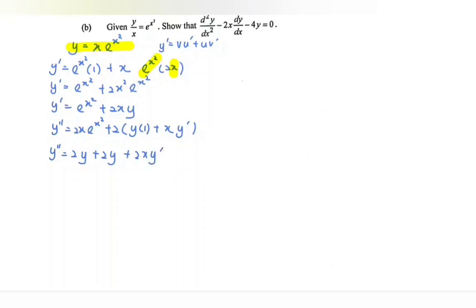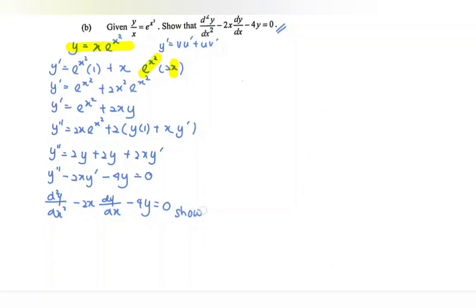Kindly refer to the question. First, we already have the second derivative. Next, we have to rearrange: negative 2xy prime, minus 4y, equals 0. So for the second derivative, minus 2x multiplied with dy/dx, and then minus 4y equals 0. So we have already shown the situation given.